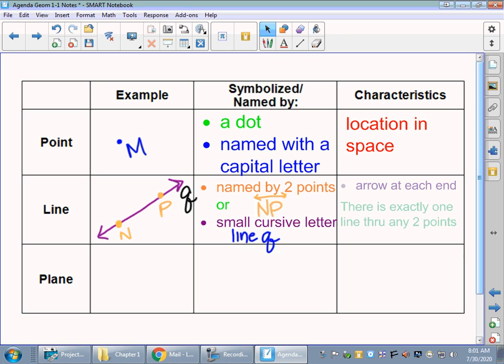And a couple reminders, make sure you put an arrow at each end. And if I had drawn those points N and P first, there's only one line that can go through them because we always know that lines are straight.